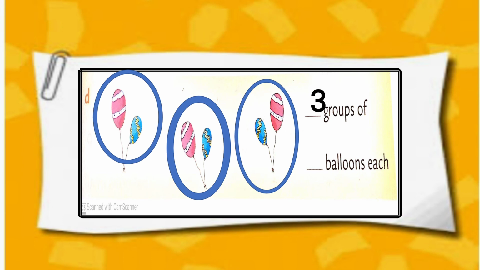Let's find out how many balloons are in each group. 1 and 2. One balloon is of red color, another is of blue color. So 2 balloons each. There are 3 groups of, and 2 balloons present in each group.